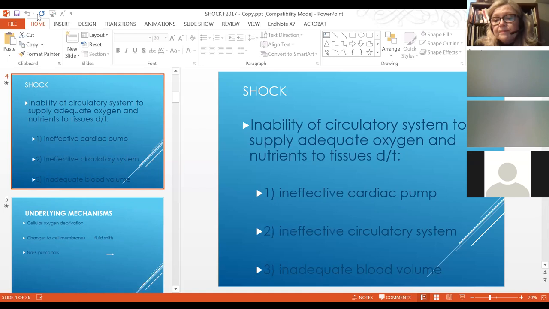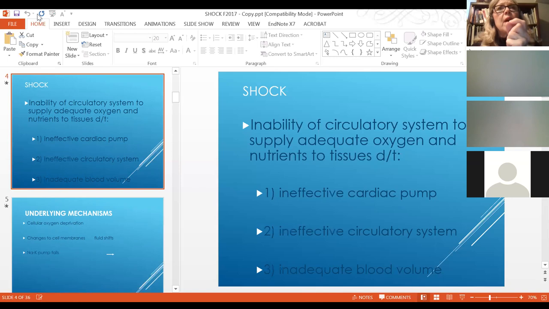Then it moves into that secondary phase, the compensatory phase, where we have neural, hormonal, and biochemical compensatory mechanisms. This is when we start to see the heart rate increase by just a little bit, by 10 beats per minute. The blood pressure starts to drop, and you see that narrowing in the early stages, that narrowing as the body tries so hard to maintain adequate perfusion pressure.